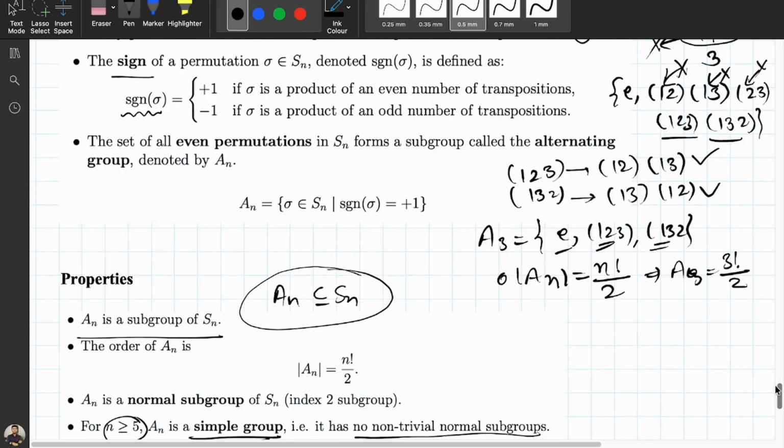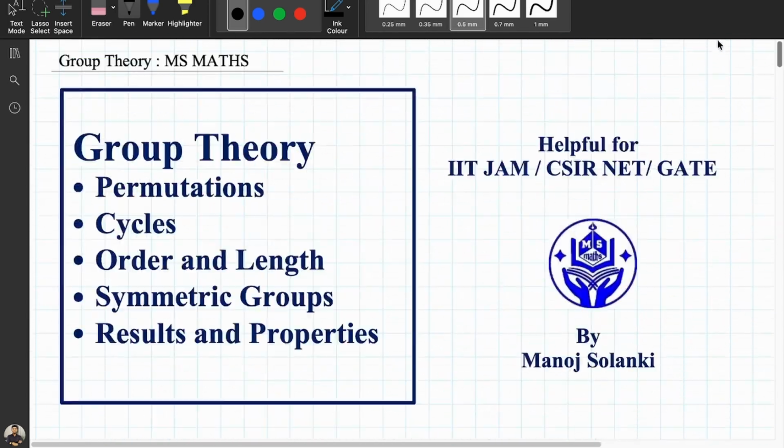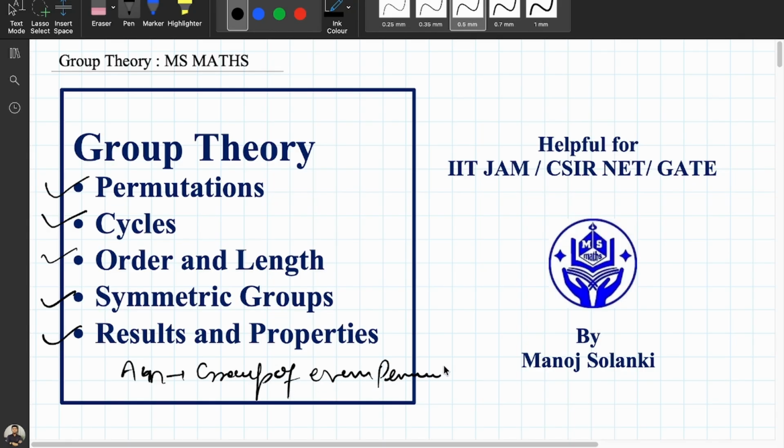Keep watching MS Maths, in which I have explained permutations, cyclic permutations, the symmetric group and the even permutation group. Also I have explained An, that is called the group of even permutations.